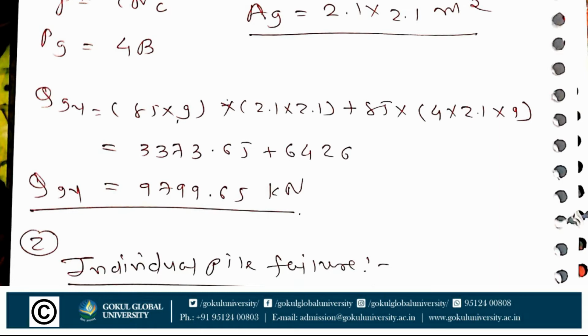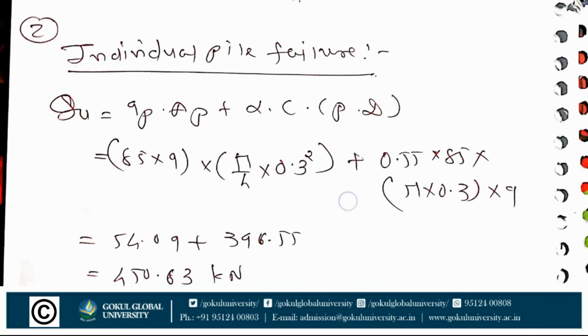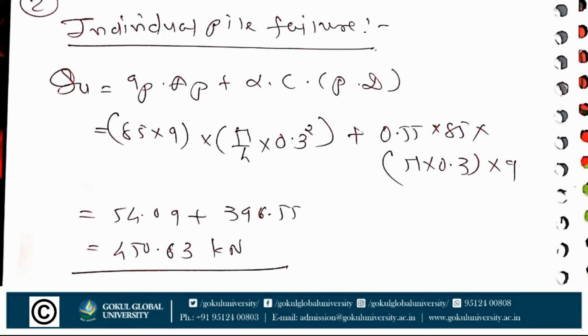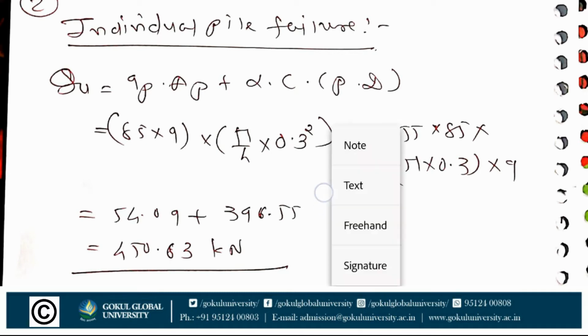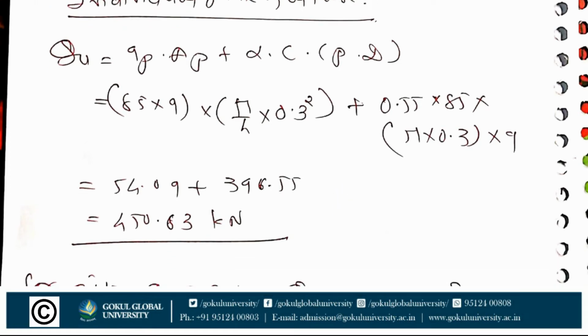Now we consider individual pile failure. The equation for individual pile failure is QU is equal to QP into AP plus alpha into C into P into D. QP is equal to given 85 into 9. AP is equal to, what is the meaning of AP? AP is equal to area of pile. The circular pile is given, so the area of pile is equal to pi by 4 into D square. D is given 0.3 meter. And alpha is given 0.55.